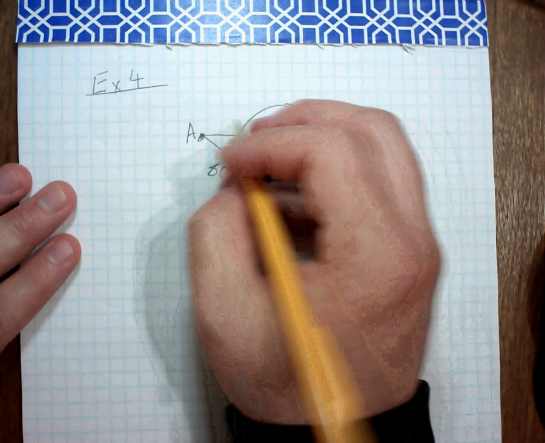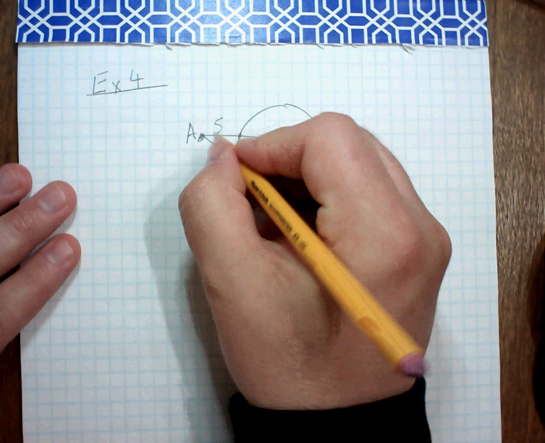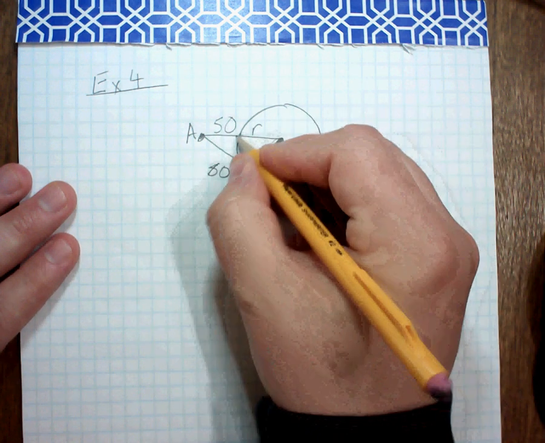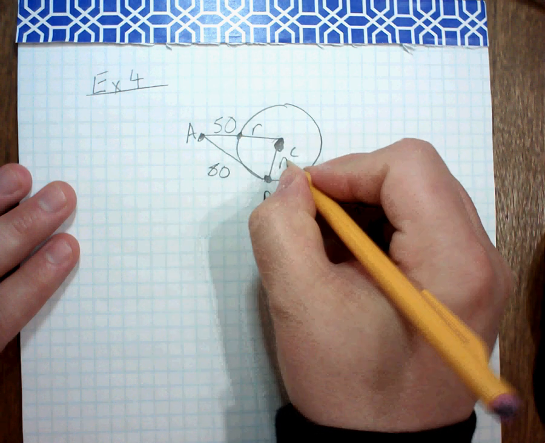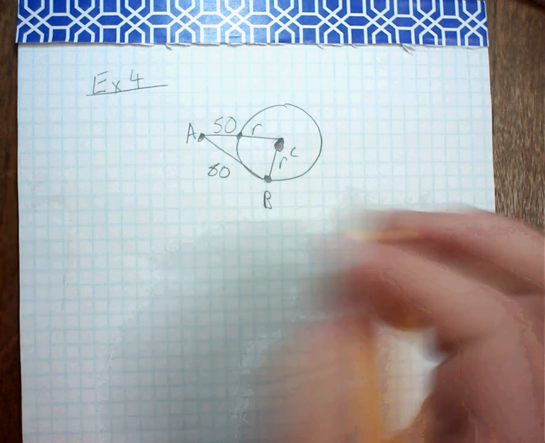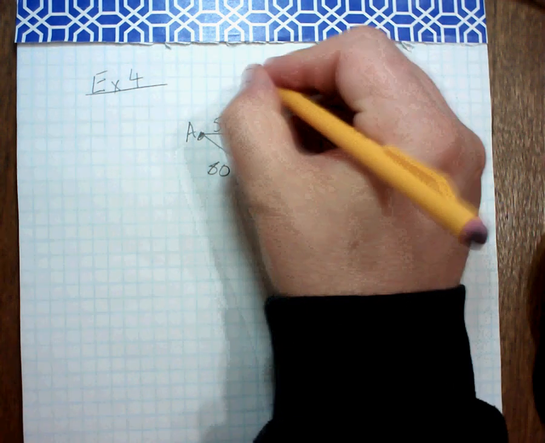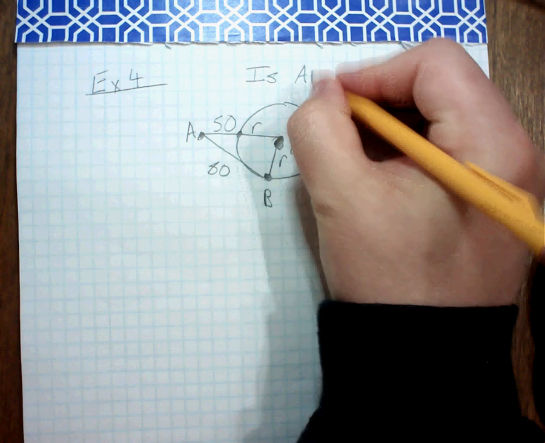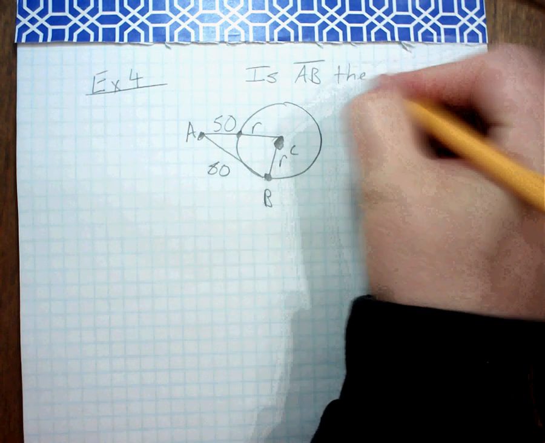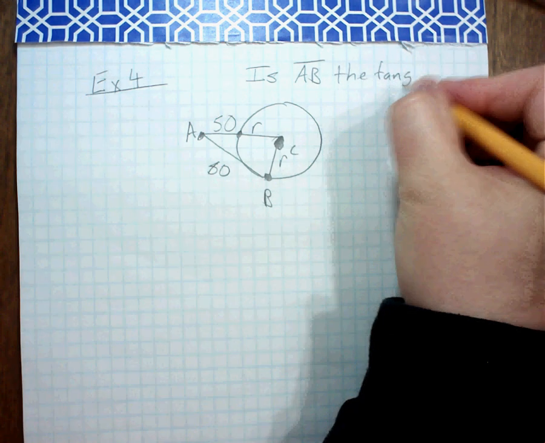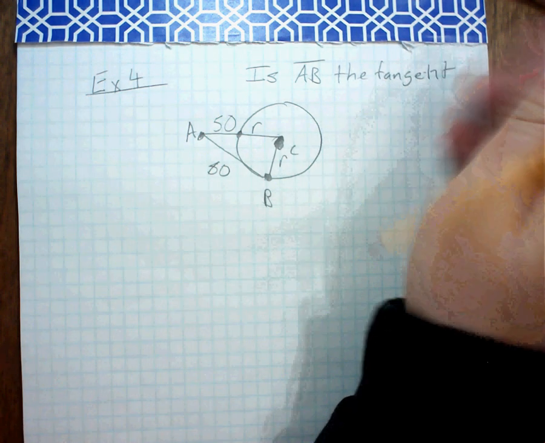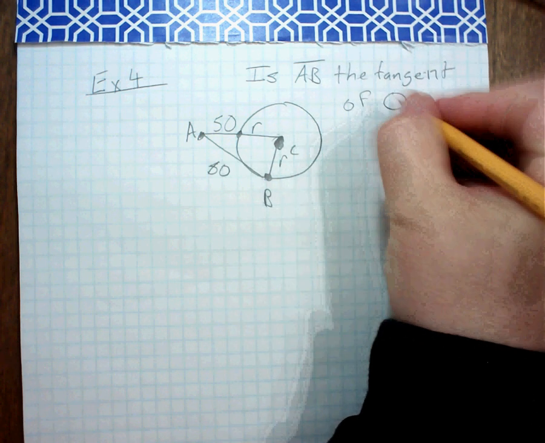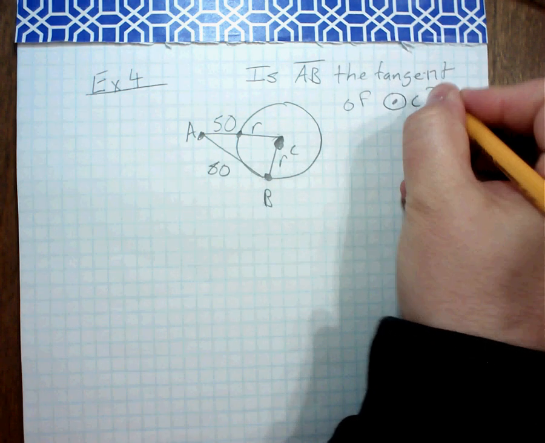Okay, and then this is 50. And then in the diagram it says the length from here to here is r, and the length from here to here is r. And so they're saying, is AB the tangent of circle C? Okay.